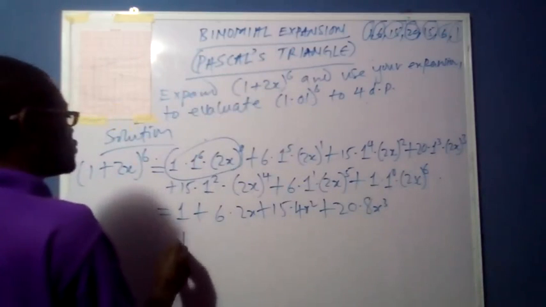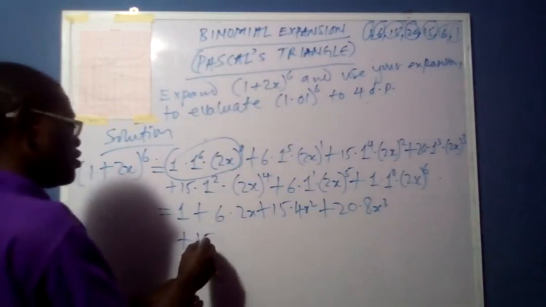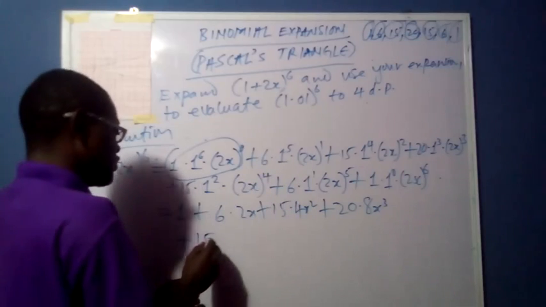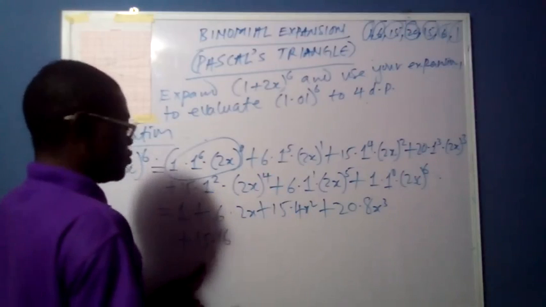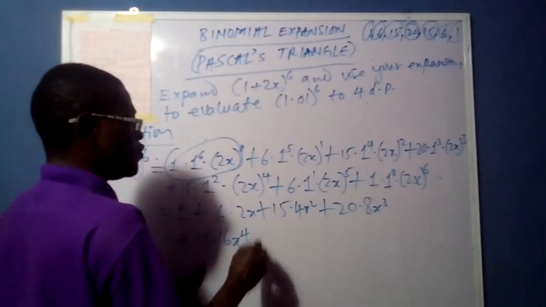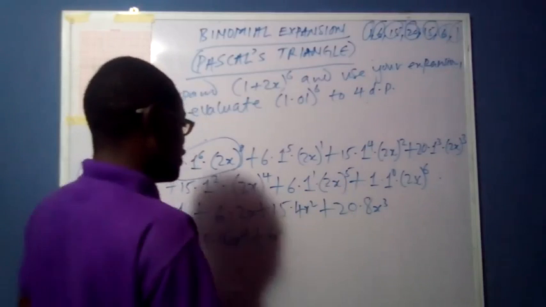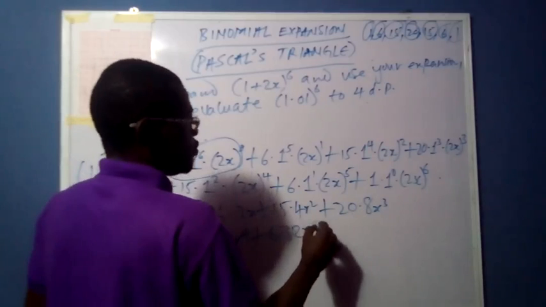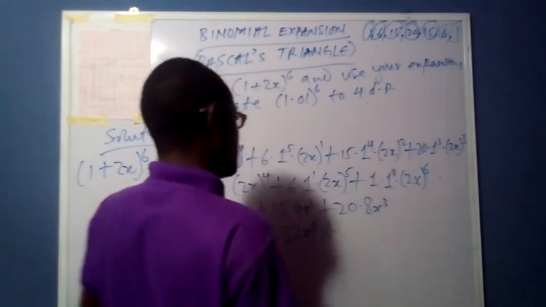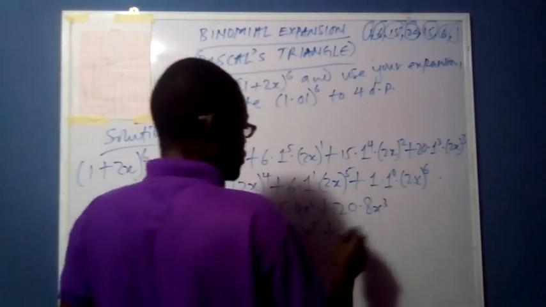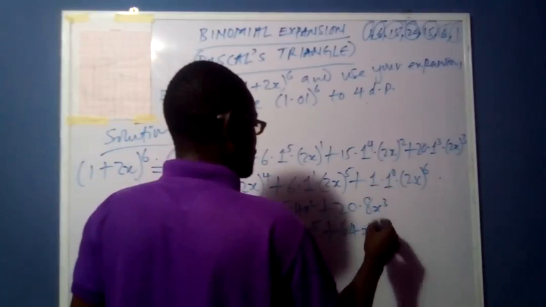Then plus 15 times 1 raised to power 2, still 15, multiplied by 2x raised to power 4, 2 raised to power 4 is 16, x raised to power 4, plus 6 multiplied by 1, then 2 raised to power 5, which is 32, x raised to power 5, plus 1 times 1 is 1, 2 raised to power 6, that's 64, x raised to power 6.